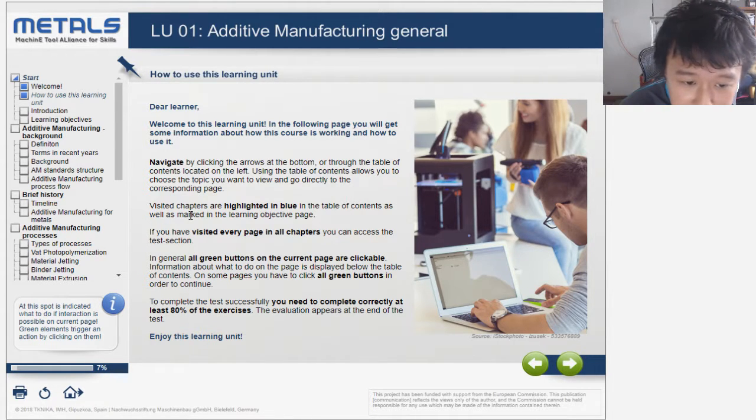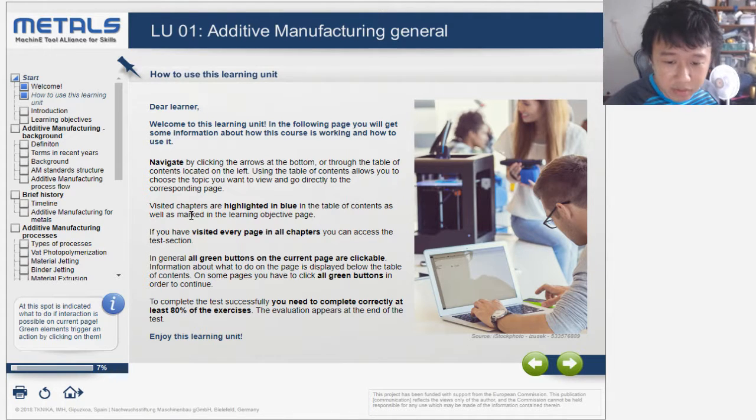Visited chapters are highlighted in blue in the table of contents, as well as the marked learning objective. If you have visited every page in the chapter, you can access the test section. In general, all the green buttons on the current page are clickable. Information about what to do on the page is displayed below. To complete the test successfully, you need to complete correctly at least 80% of the exercises. Evaluation will appear at the end of the test.